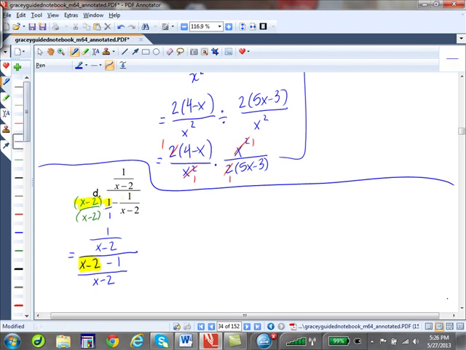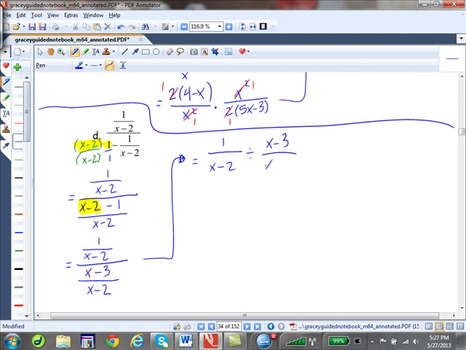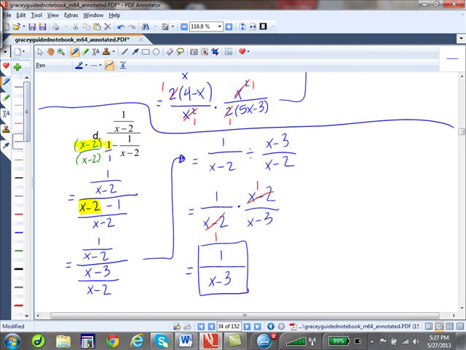So we'll have 1 over x minus 2 divided by x minus 3, because x minus 2 minus 1 is x minus 3, over x minus 2. That turns into the division problem, 1 over x minus 2 divided by (x minus 3) over (x minus 2), which we can then invert and multiply. So the x minus 2's will divide out, and we'll be left with 1 over x minus 3. Don't forget to put the 1 over. Remember, 1 times 1 is 1. That's a common mistake I see on exams.